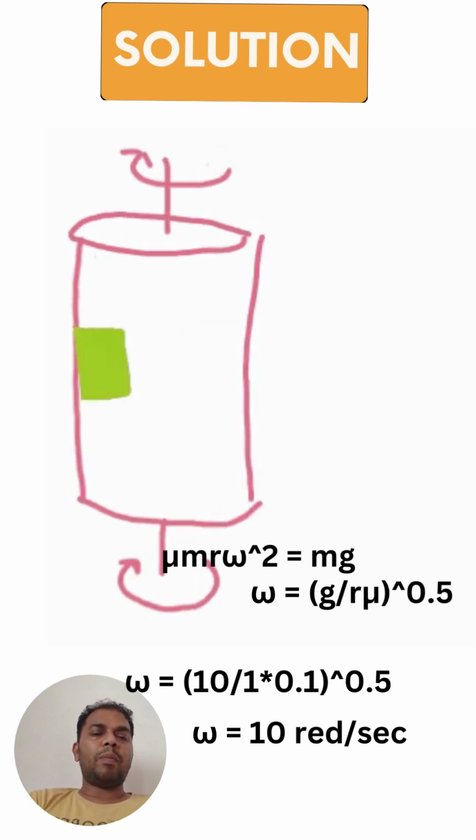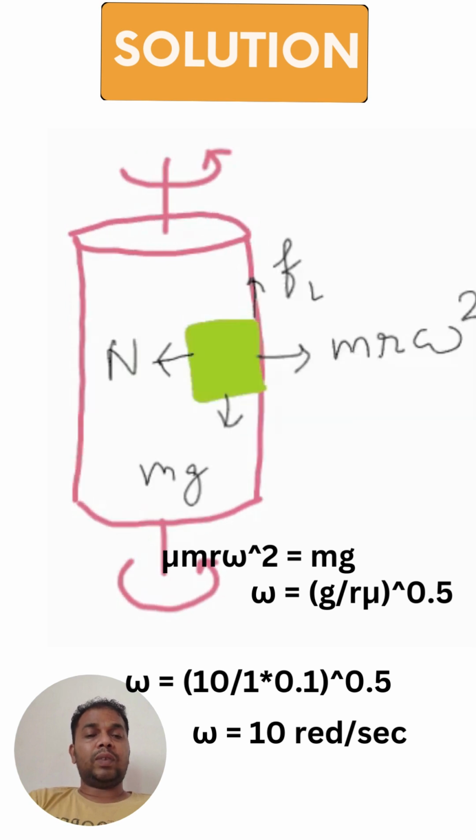Here we have m common, which can be eliminated, and while we are trying to bring only omega to the other side of the equation, it will be equated to g divided by r mu, whole power 1 by 2, which is the square root. Since omega is squared in the previous equation, in the next equation we will try to find only the angular velocity, because that is what is asked in the question.